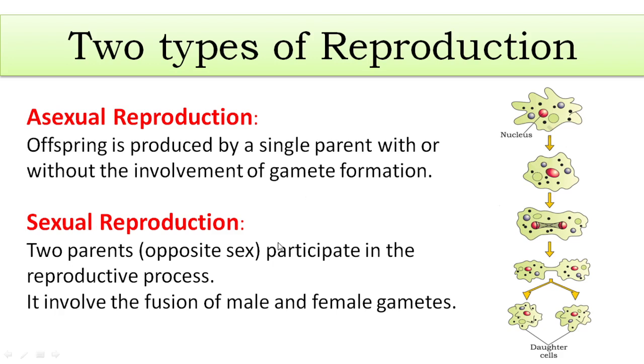In sexual reproduction there should be two individuals, and those two individuals should produce gametes, and those two gametes should fuse, and that mode of reproduction is called sexual reproduction.